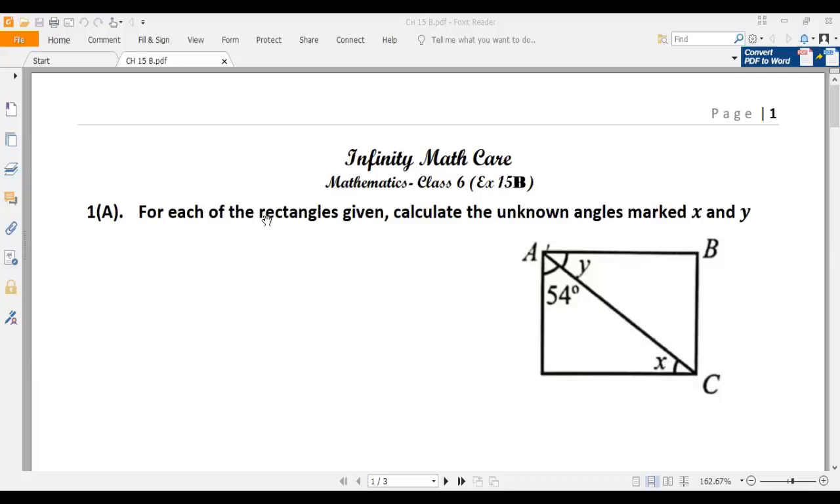Today we'll solve only 3 questions, 1, 2, 3, from exercise 15B. The question says: for each of the rectangles given, calculate the unknown angles marked x and y.